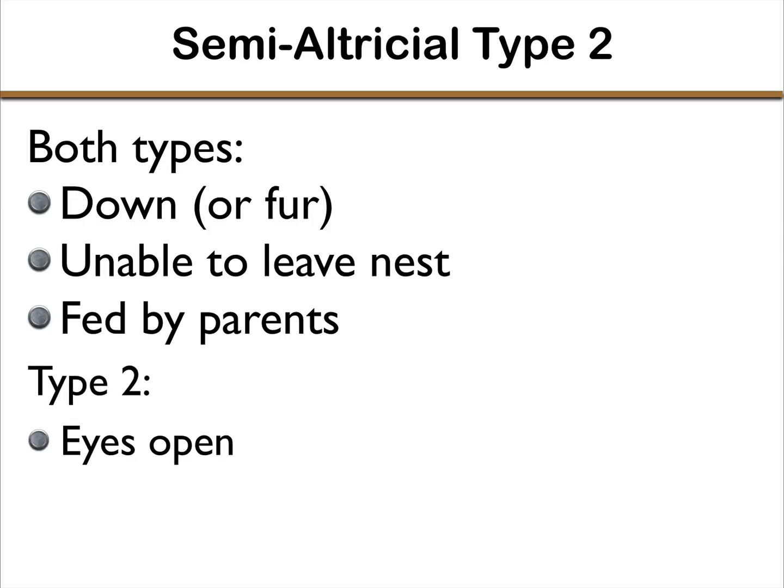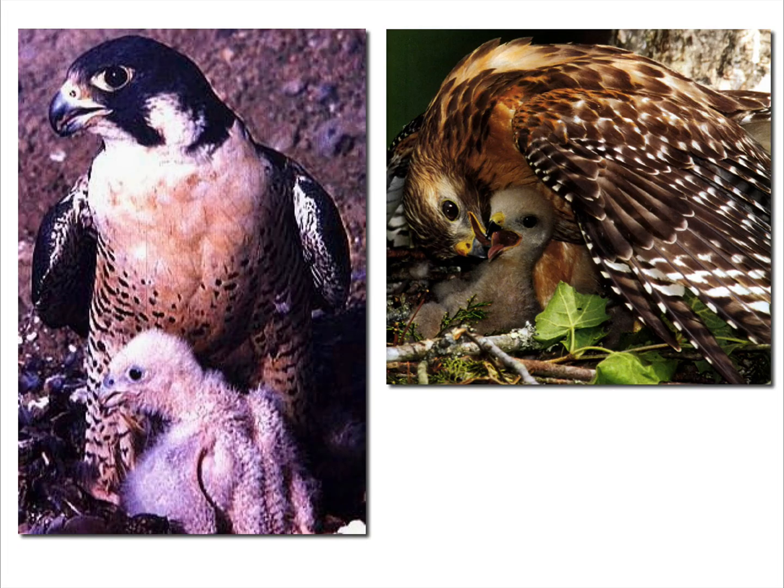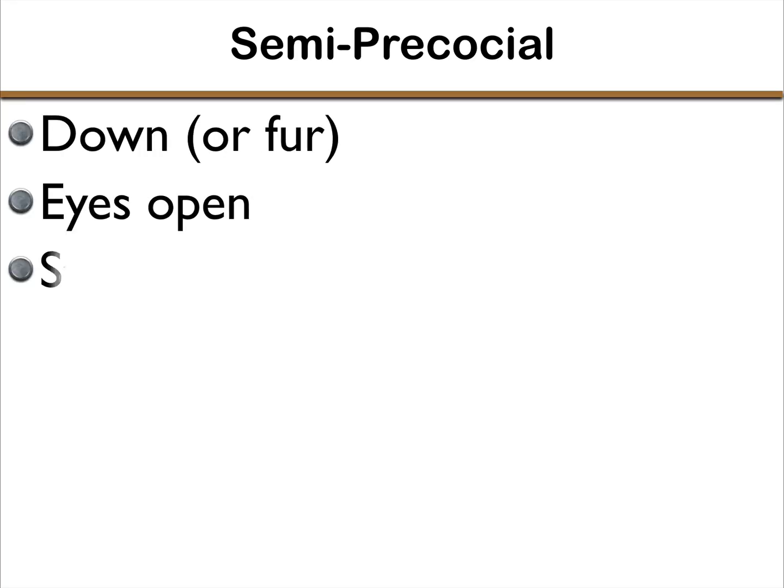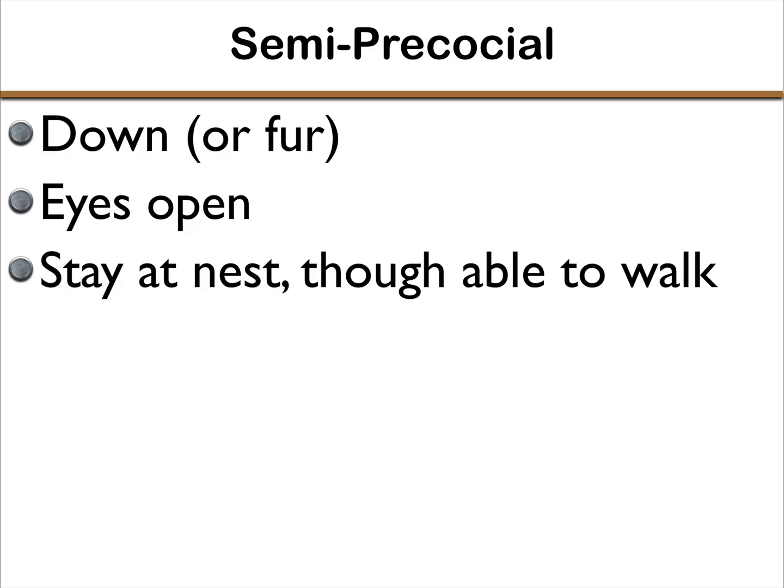Now, for type 2, of course, they have all the top defining characteristics that you see in this slide. But now we're dealing with animals where the eyes are open at the time of birth or hatching. So that would apply to falcons, for example, and hawks, like we see here. Now, semi-precocial. So there is down or fur. The eyes are open. They stay at the nest even though they are able to walk away, but they don't. They stay at the nest. So therefore, they are fed by their parents because they're not walking away from the nest.